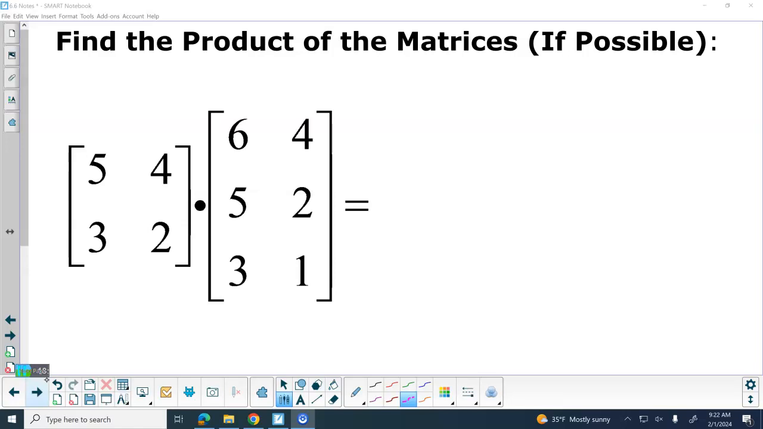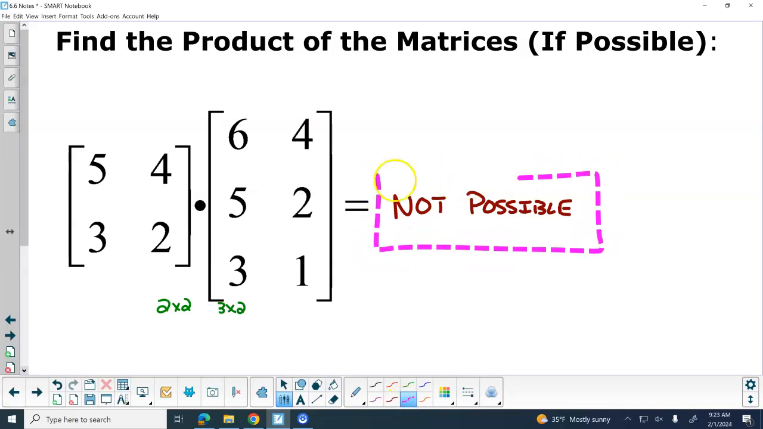Dimensions left, 2 by 2. Dimensions right, 3 by 2. Resultant multipliable? No, so this is not possible. If those two inner dimensions don't match up, you're done.